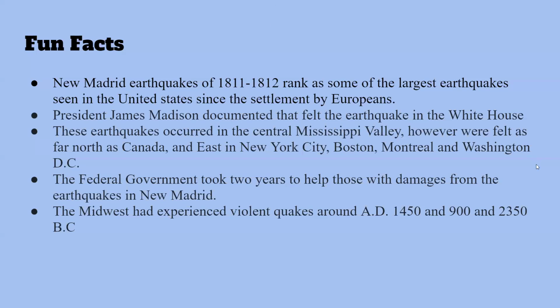So some fun facts. The New Madrid earthquakes of 1811 and 1812 rank as some of the largest earthquakes seen in the United States since the settlement by the Europeans. President James Madison documented that he felt the earthquake in the White House, and the earthquakes, which occurred in the central Mississippi Valley, were felt as far north as Canada and as far east as New York City, Boston, Montreal, and Washington, D.C. The federal government took 2 years to help with the damages from the earthquake in New Madrid, and the Midwest had experienced violent quakes around AD 1450 and 900 and 2350 BC.